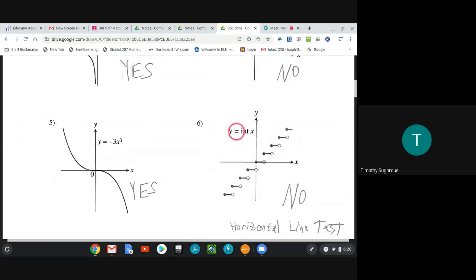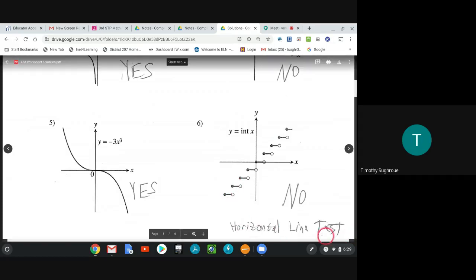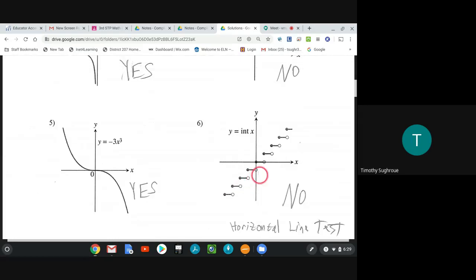It's the first time we see this integer of x. We're going to see it frequently in chapter 2. You should have graphed it at some point, probably in Honors Algebra 2 or Honors Pre-Calculus, where you get solid dots on the left, open circles on the right, and it jumps up. It does not pass the horizontal line test.